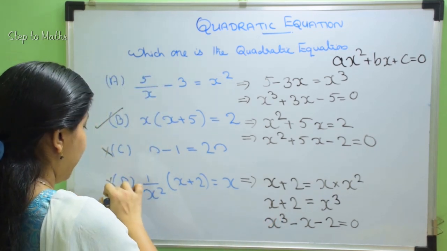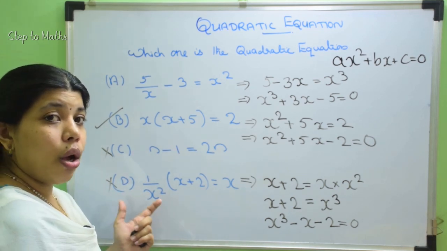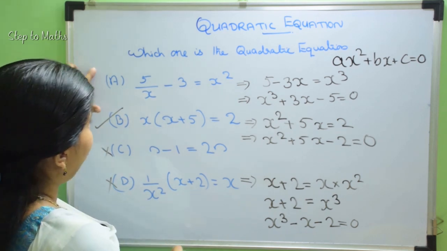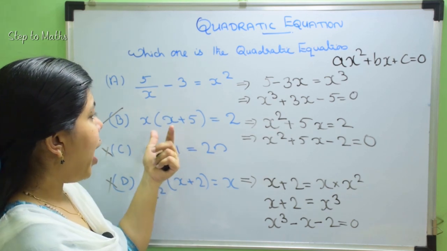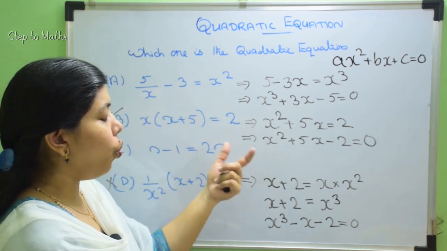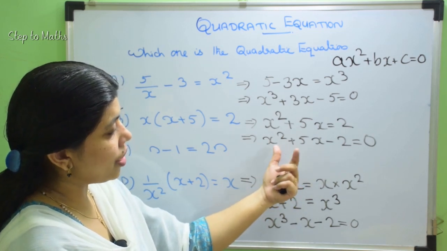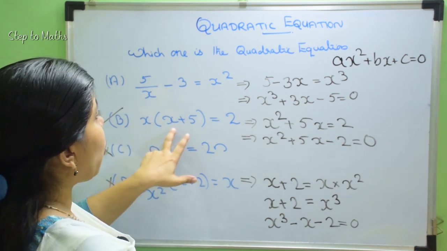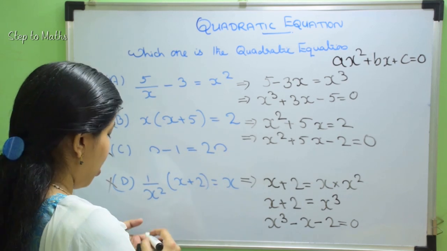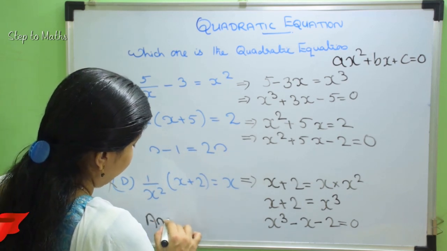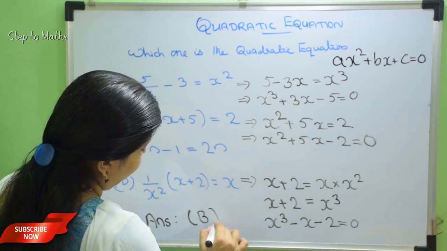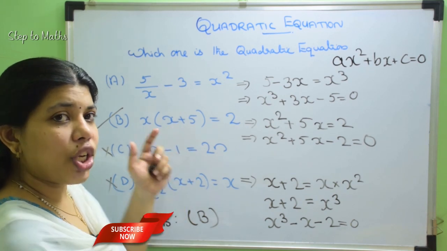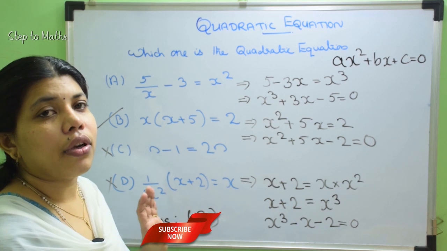So we can conclude that this equation is not a quadratic equation. From the given equations, x into x plus 5 equal to 2, we can rearrange it as x square plus 5x minus 2. This equation is a quadratic equation. The answer is B. This one is a quadratic equation from the given set of equations.